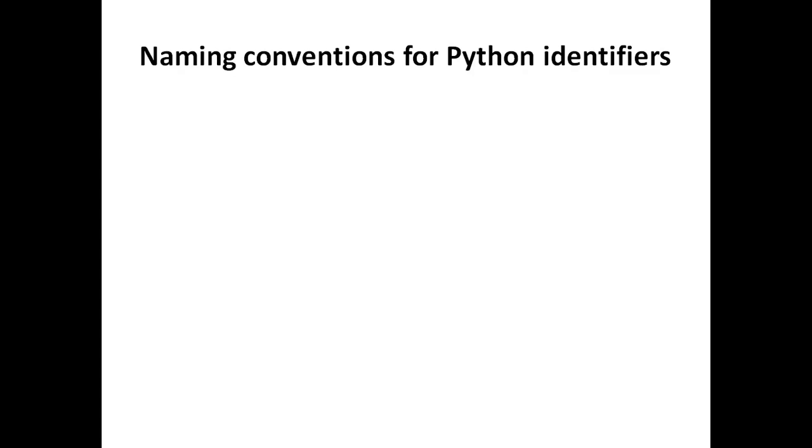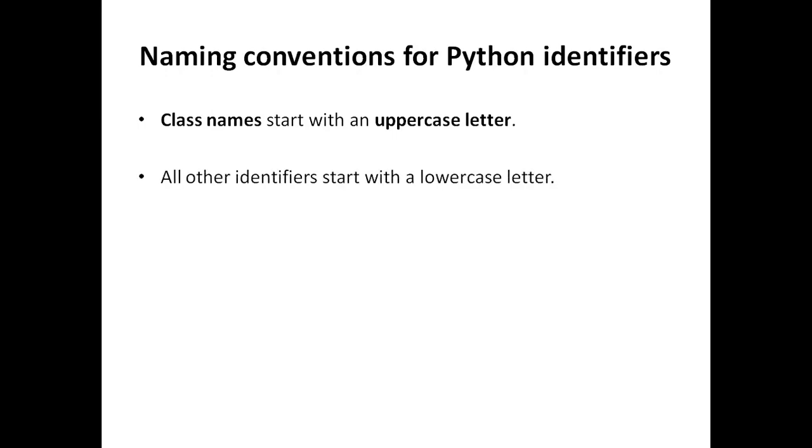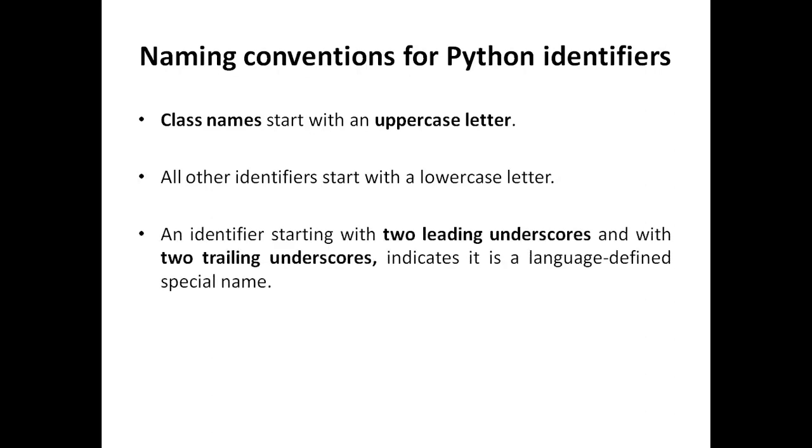There are some naming conventions, like we should write the class name in uppercase and other variables in small cases. Generally an identifier in Python that starts with two leading underscores and ends with two underscores is a language-defined special name, so you do not have to use it. These naming conventions are followed by Python programmers, so it is just a recommendation, so you can use it or you cannot use it.